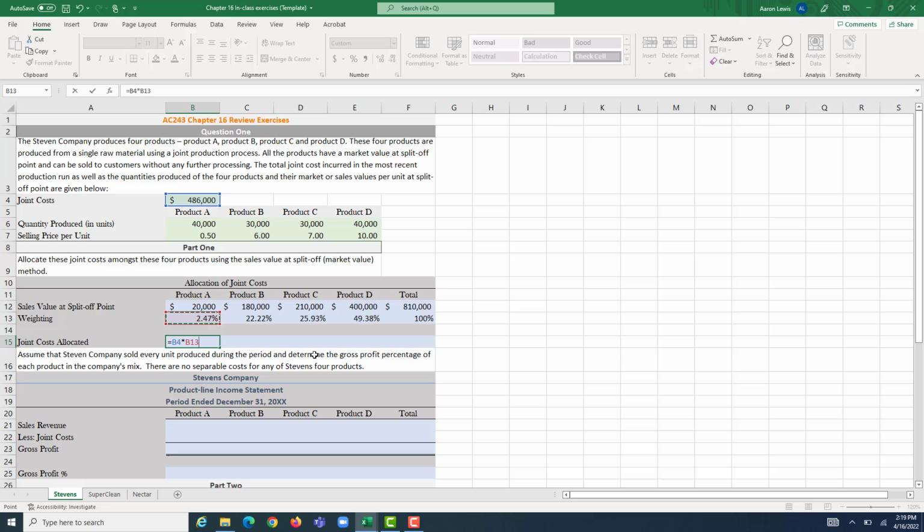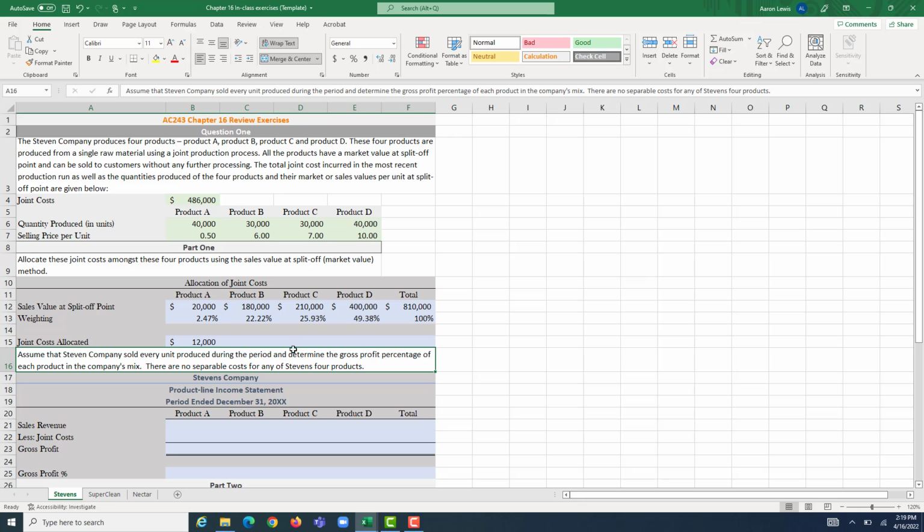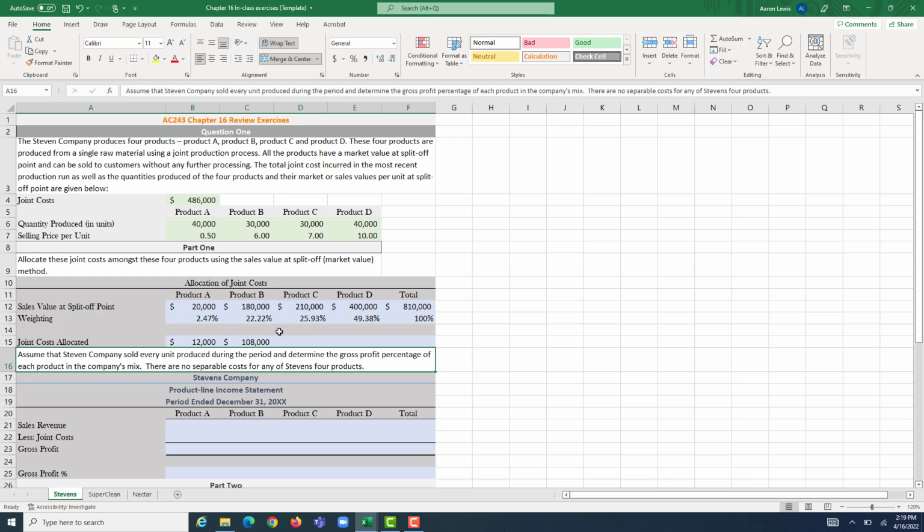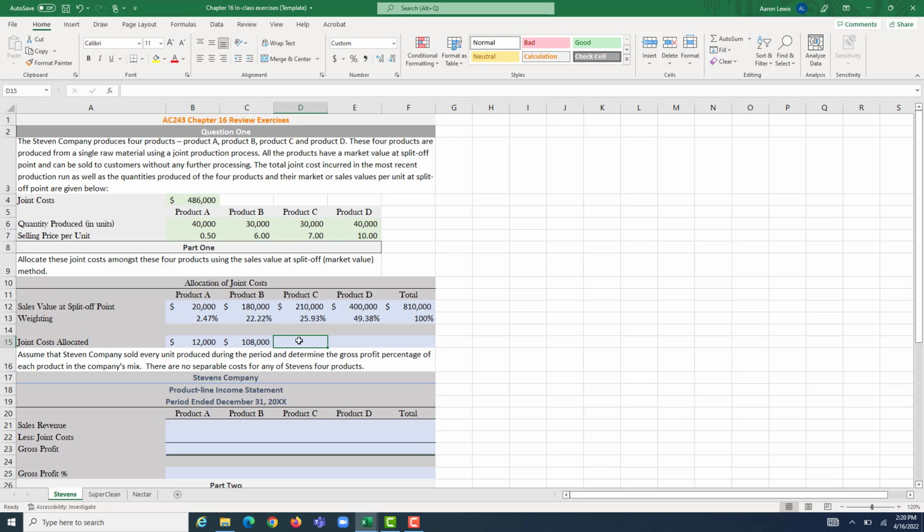So if 2.47% of our sales come from product A, let's assign 2.47% of that $486,000 of joint cost to that product, and that'll be $12,000. If 22.22% of our sales are going to come from product B, let's assign that 22.22% of the 486,000. That is going to end up being, 486,000 times 22.22% is 108,000.